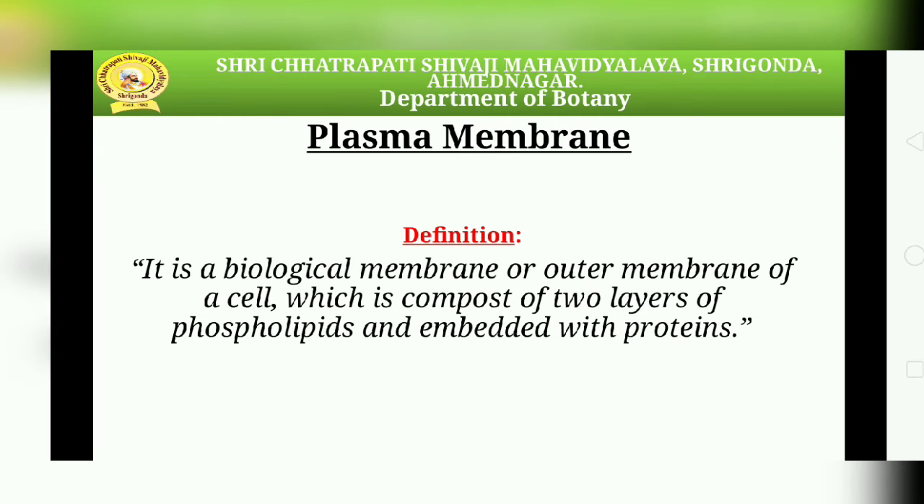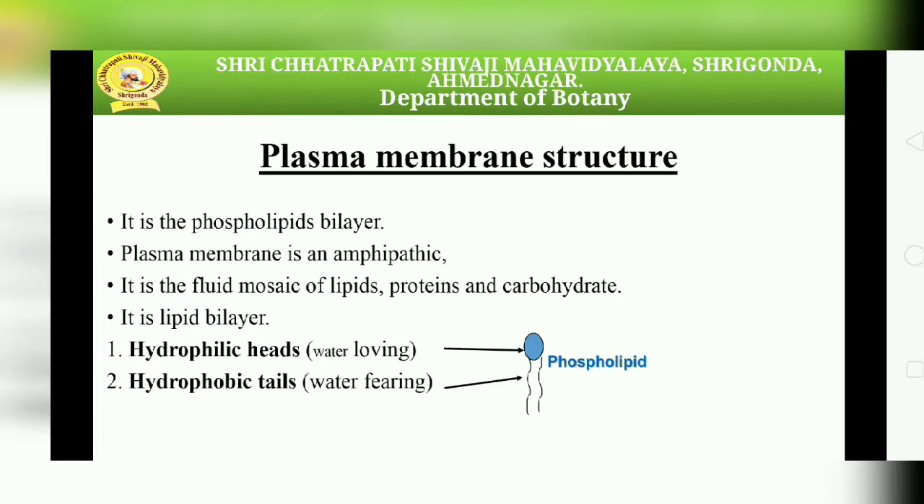According to the definition, the plasma membrane is a biological membrane or outer membrane of a cell which is composed of two layers of phospholipid and embedded with proteins. It is a thin, semi-permeable membrane layer which surrounds the cytoplasm and other constituents of the cell. Now next, the structure of the plasma membrane: it is the boundary which separates the living cell from the non-living surroundings.